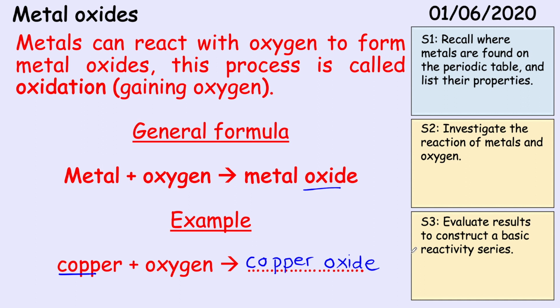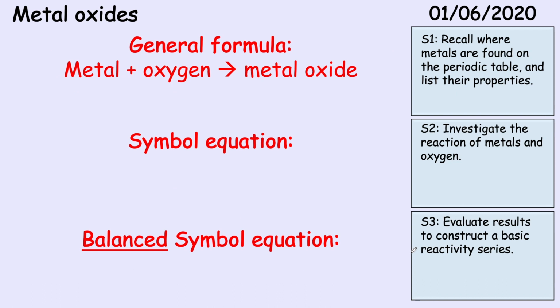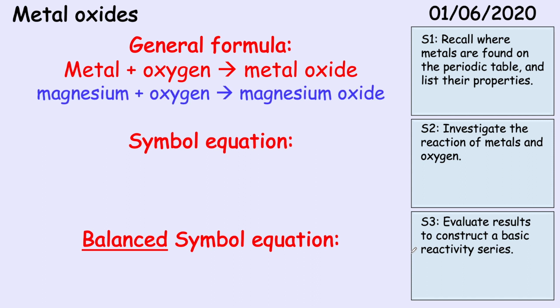Now that's quite straightforward. You could do this for most metals, but it gets a little more tricky when we ask to do a symbol formula or even a balanced symbol formula. So let's have a go at that now. The general formula is there at the top for you, and here's another example. We have magnesium reacting with oxygen, and this forms magnesium oxide.